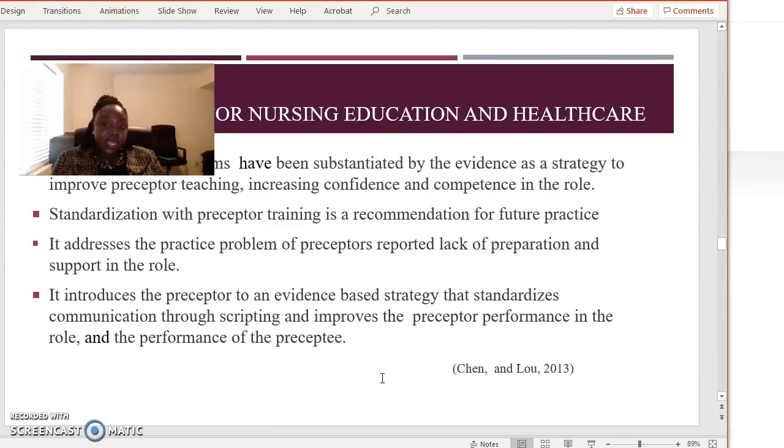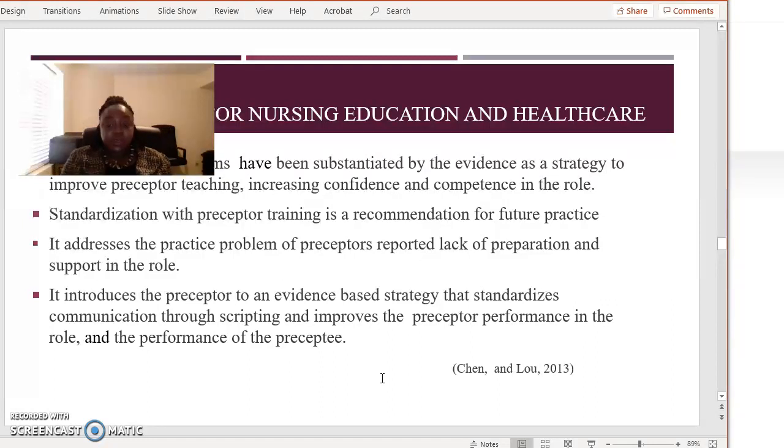Implications for nursing education and healthcare. The 1-minute preceptor method has been substantiated by evidence as a strategy to improve preceptors' teaching, increasing confidence and competence in general. The standardization of preceptor training is a recommendation for future practice. It addresses the practice problem of preceptors' reported lack of preparation and support in the role.